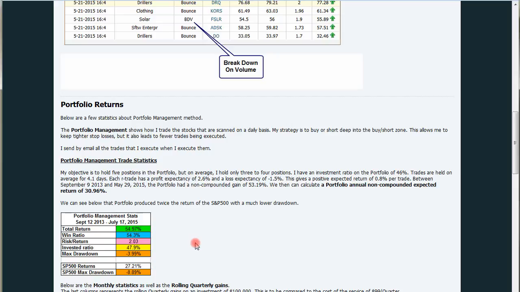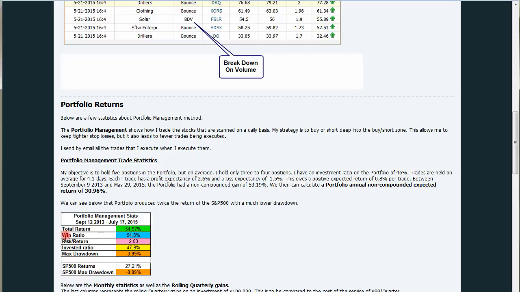So we can see that this portfolio, which started in September 2013, has produced about twice the return of the S&P 500. The S&P 500 produced 27% and I produce about double, or 54%. But what is interesting is that the maximum drawdown was about half of the drawdown of the S&P 500, which means that I have twice the return for a twice lower drawdown, twice lower risk.